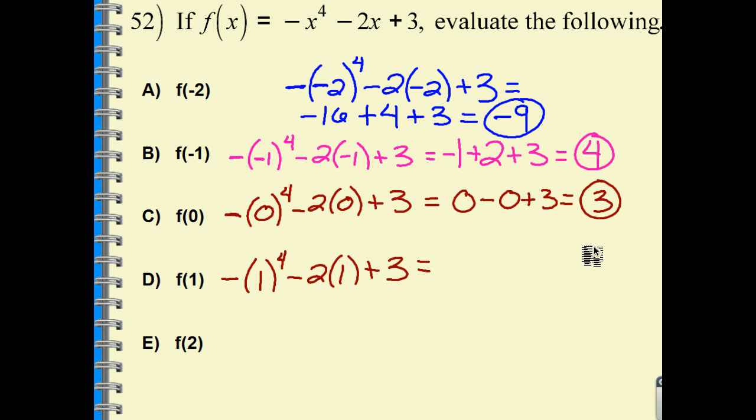All right. 1 to the 4th power is 1. Multiplied by negative is a -1. Oh, sorry, we'll do that over here. -2 times +1 is -2 plus 3. And we have -1 minus 2 is -3. -3 plus 3 is 0. Last one.